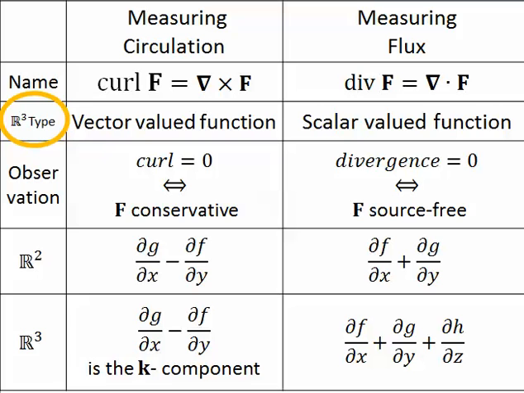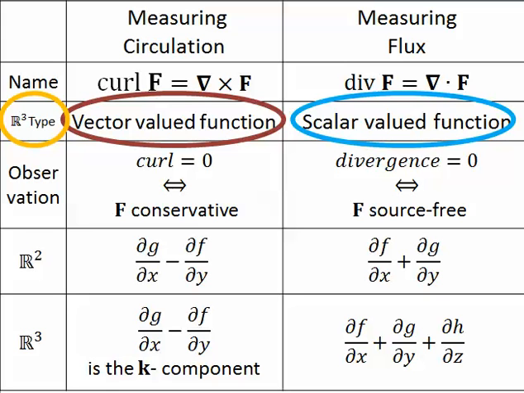So I just want to remind you before we finish up that in three-dimensional space, circulation is measured using curl, and curl is a vector-valued function, as opposed to divergence, which is a scalar-valued function.